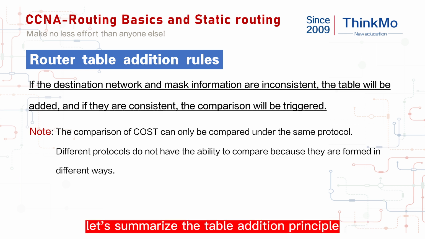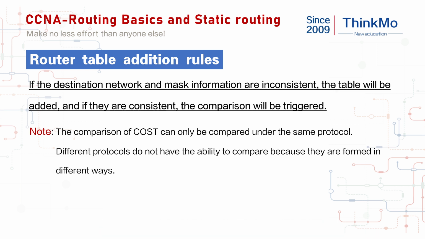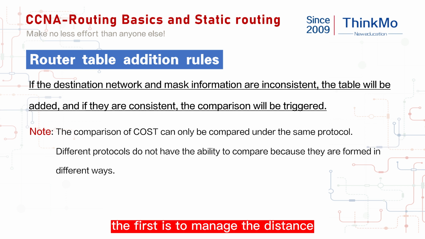Let's summarize the table addition principle. There are two principles. The first is administrative distance. The second is routing metrics. We look at these two parameters.